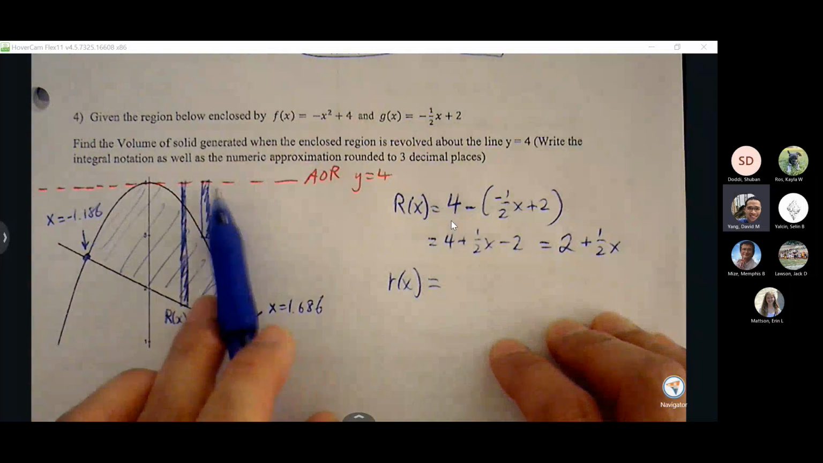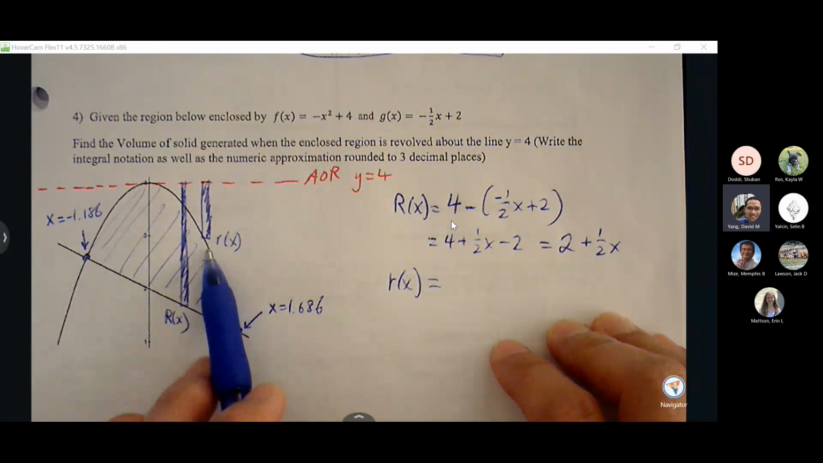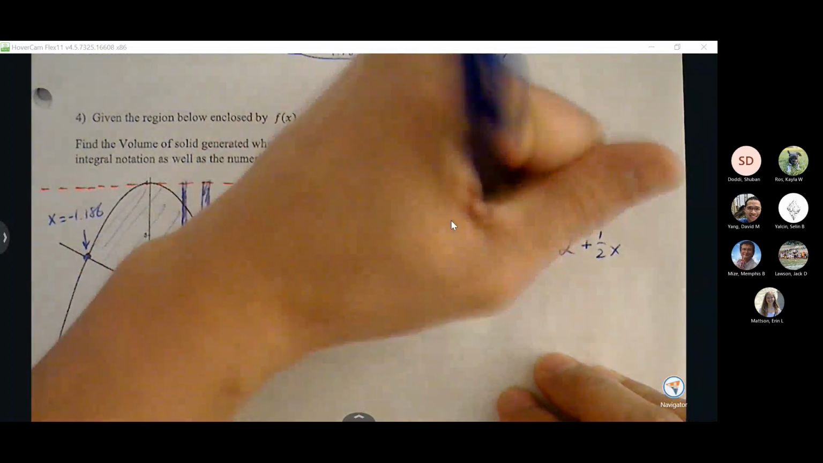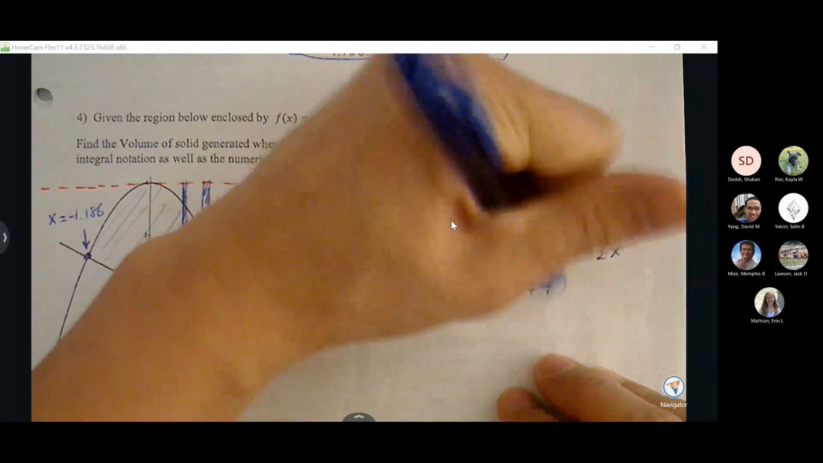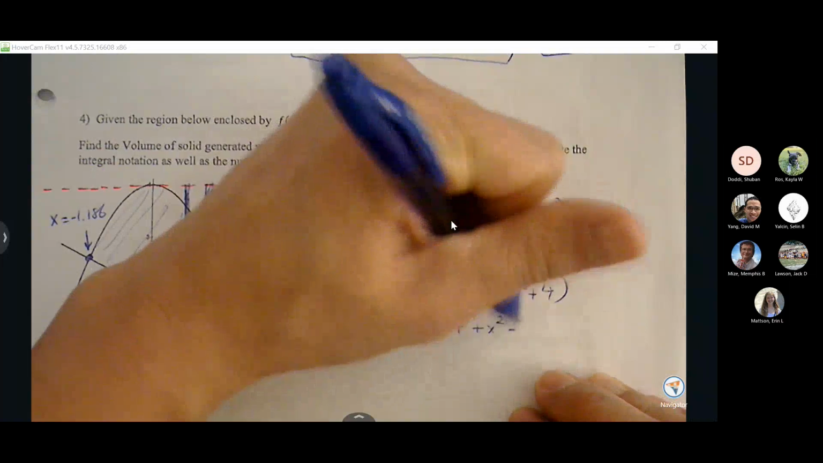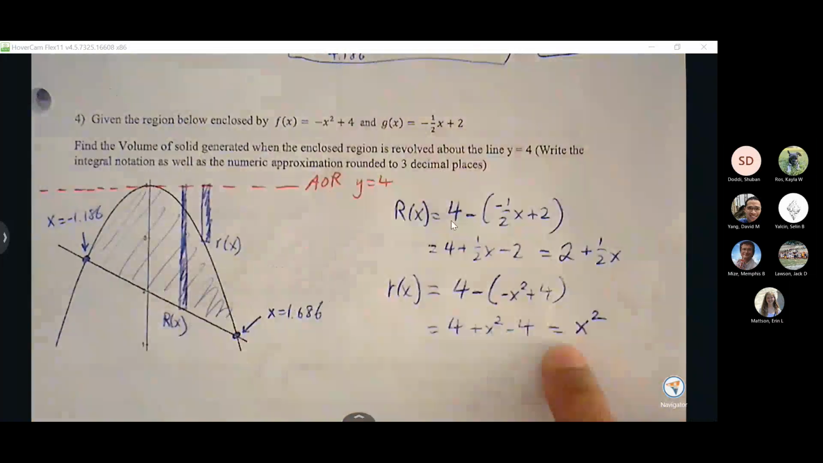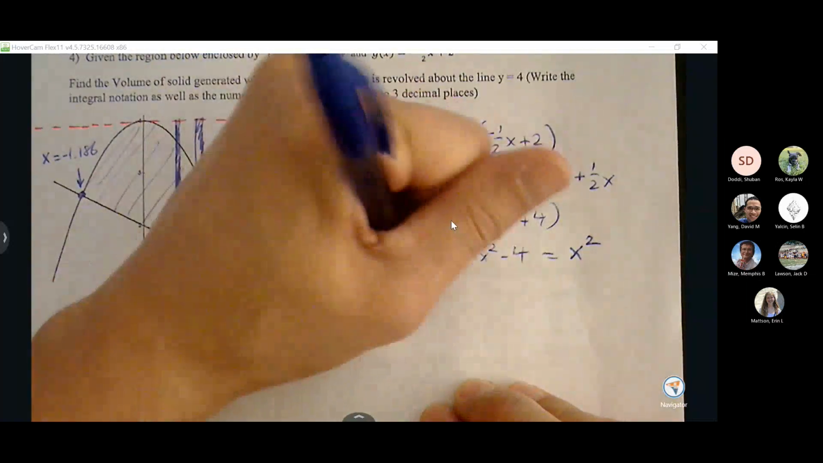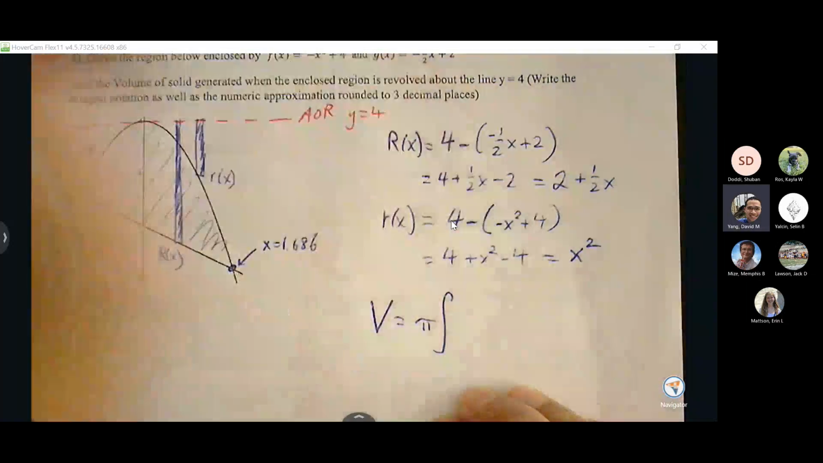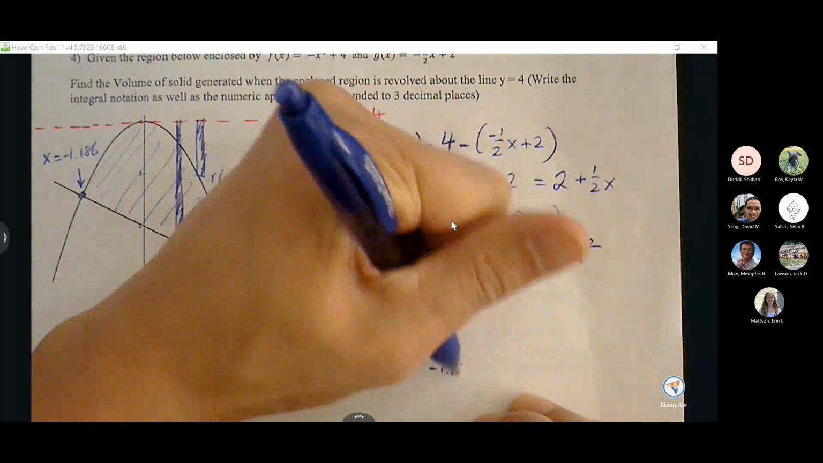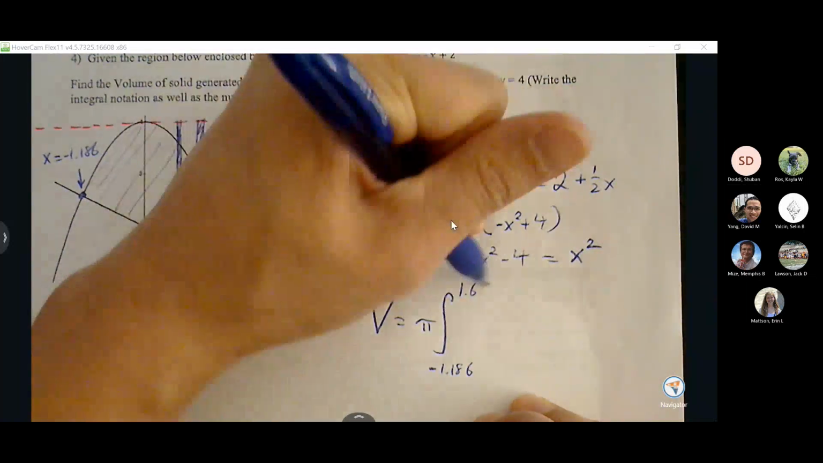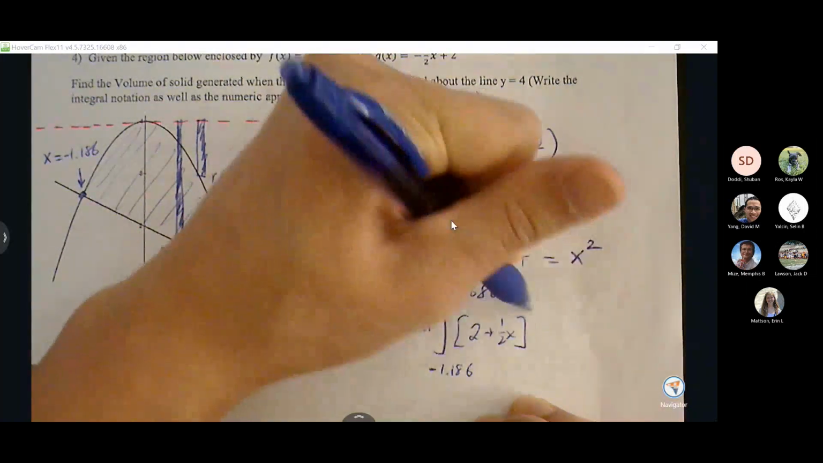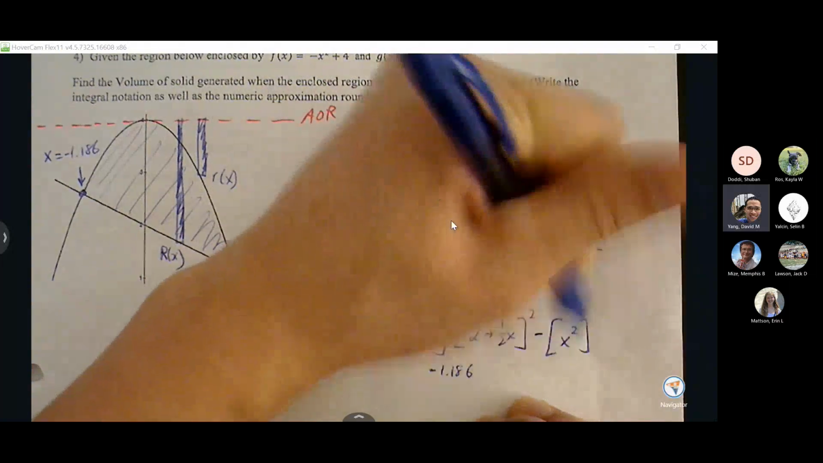Right, little radius. Top of the little radius is sitting at the 4. The bottom is sitting on the parabola, the curve. Okay. Washer method. Big radius squared minus little radius squared.